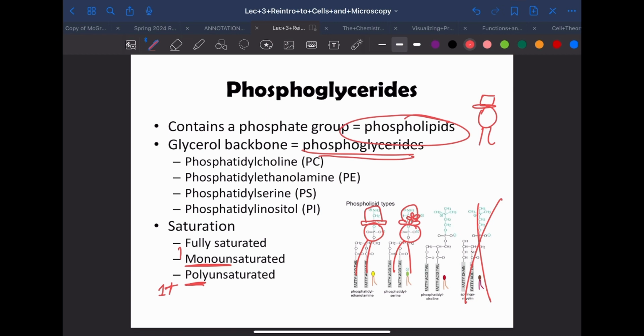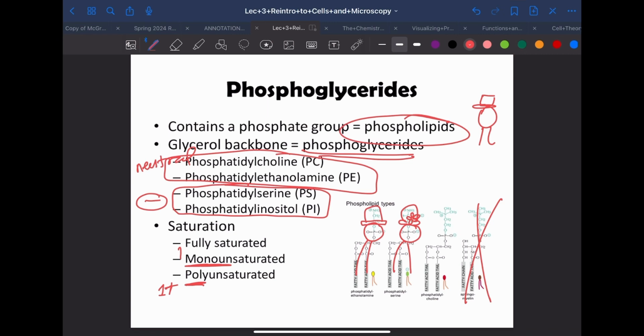Let me just backtrack here a little bit because I forgot to mention it. So PS and PI actually have an overall negative charge. PC and PE have a neutral charge. Right? And you might be asking, what the heck is that for?